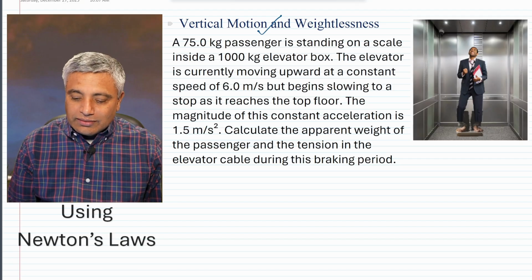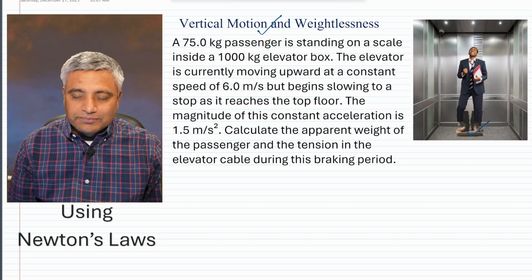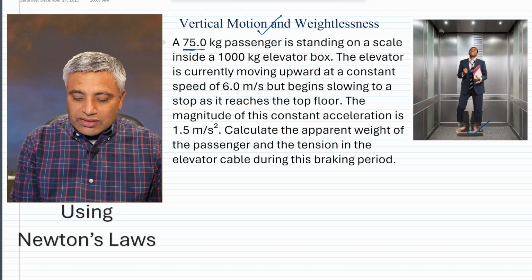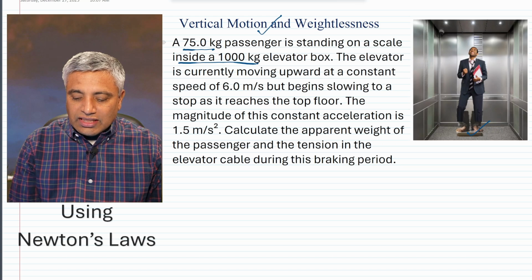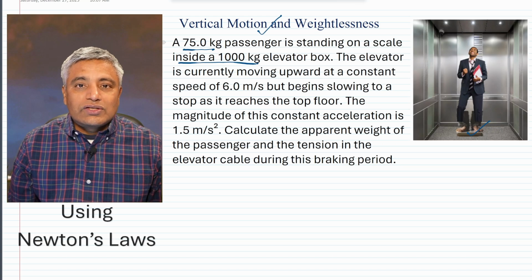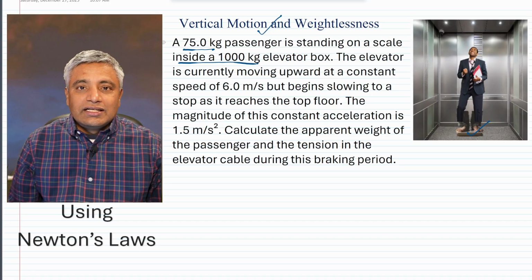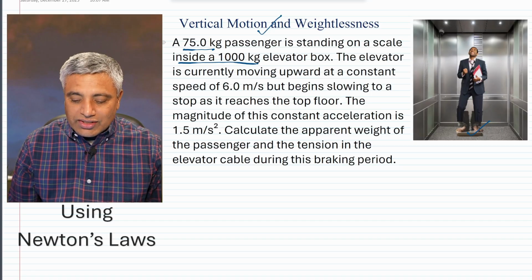In this problem, a person is standing on a scale so that we can actually read the force. So there are two things, one person and the elevator. So there are two masses. Depending on what we are trying to find, these two are going to be relevant in particular situations.